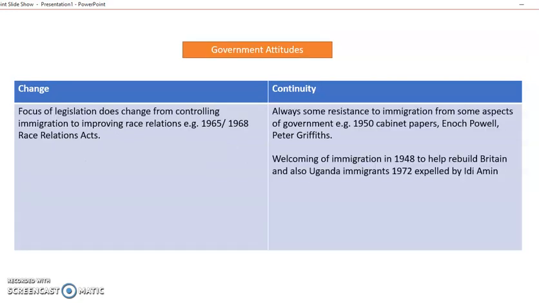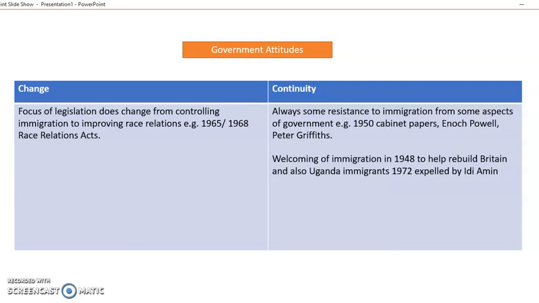My second paragraph about government attitudes, well, you could say some of the change is that there's a shift from welcoming immigration to then controlling immigration and then moving into race relations. But in terms of continuity, you could say there's always evidence of some resistance to immigration. We saw it in the lesson in the 1950 Cabinet Papers. You could see it with Enoch Powell. You could see it with Peter Griffiths. I mean, you could argue that that's primarily coming from Enoch Powell and Peter Griffiths. They're both Conservative MPs. So you could say it's the outliers of the Conservative Party.